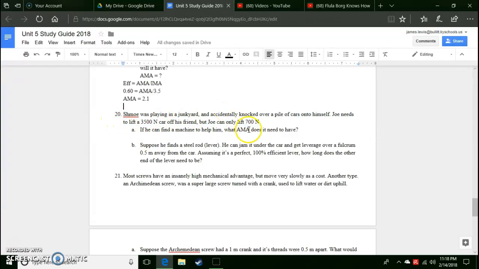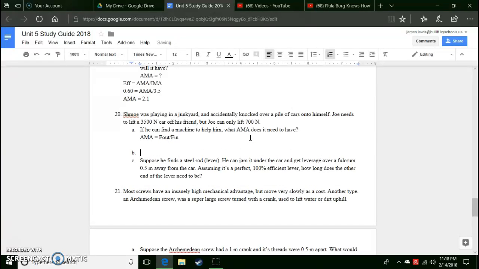Now, some of you can probably see what this is in your head, but just for the sake of using the formula, remember that AMA equals force out divided by force in. So the output force goes on top, the input force goes on the bottom, and as I just told you, the input is going to be Joe, and the output is going to be the lifting of the car. So AMA is going to be the output of 3,500 divided by the input of 700, which equals 5. 3,500 divided by 700 equals 5. So that's what the actual mechanical advantage needs to be. No algebra involved, just divide it straight up.